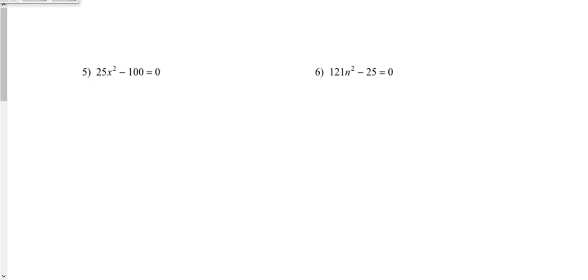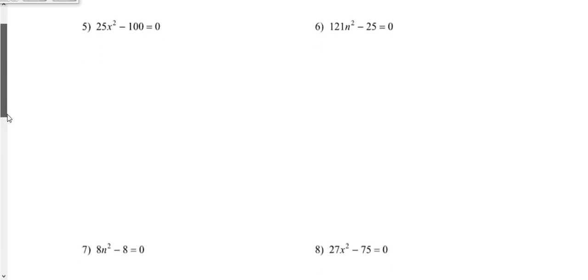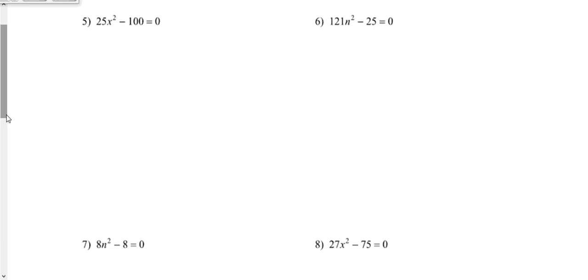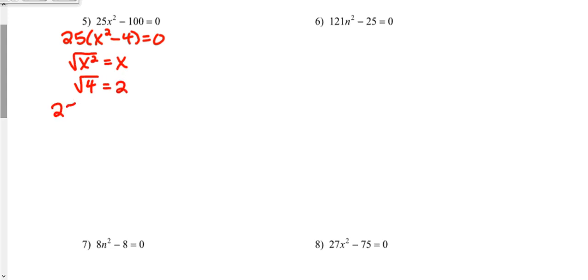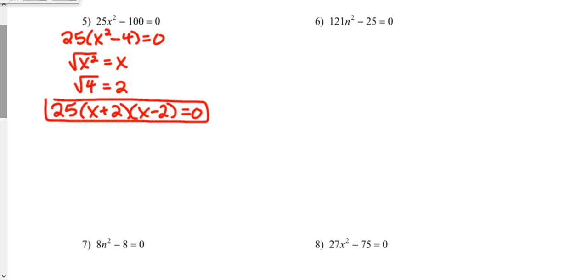On to the back. So first thing we're going to look for is a common factor, which we do have of 25. Check for the difference of squares. We've got it. So square root of x squared is x. The square root of 4 is 2. So common factor out in front. Add your two square roots and then subtract them. And then we're going to set each of our factors equal to 0. So x plus 2 equals 0. And x minus 2 equals 0.